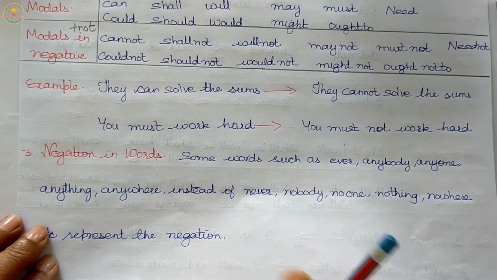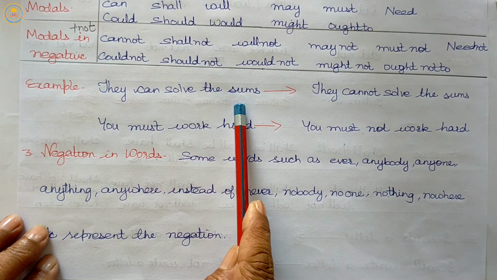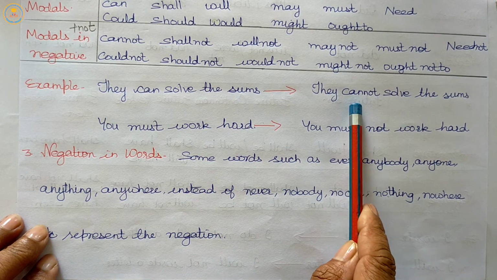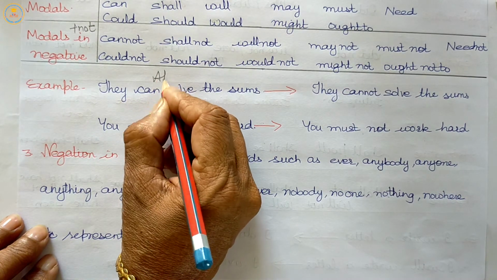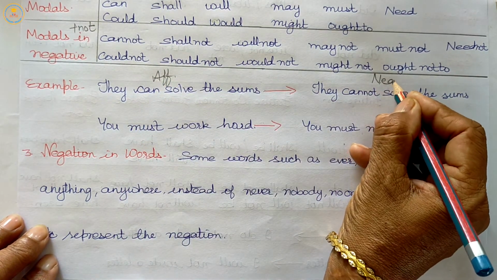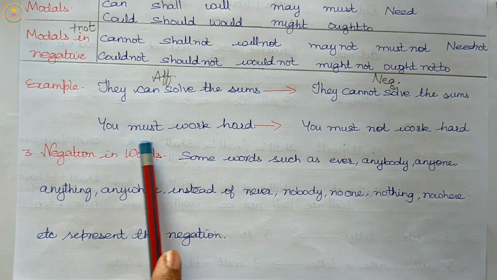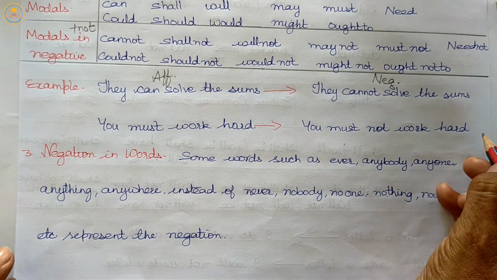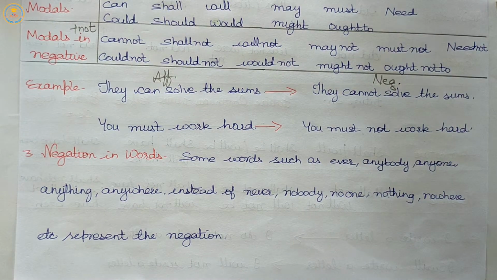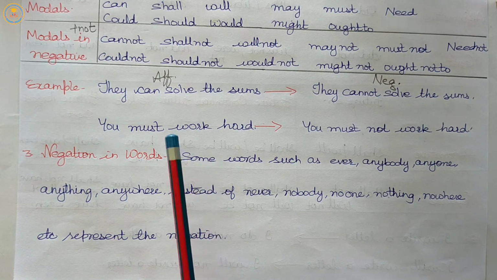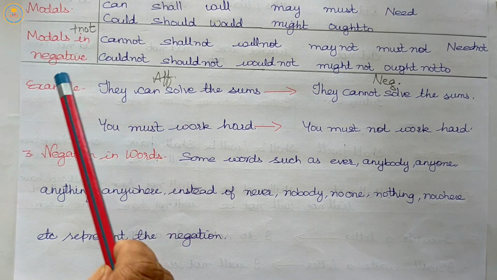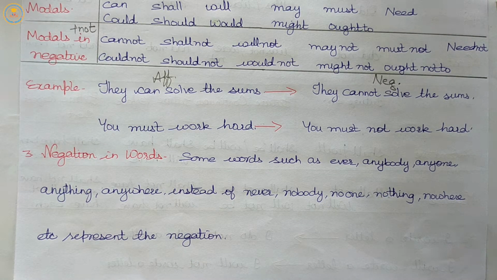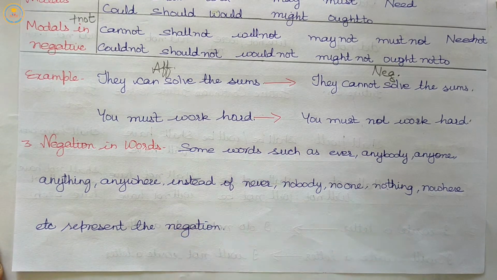Let us see the example here. They can solve the sums. We will add not in negative. They cannot solve the sums. This is affirmative and this is negative. So, you must work hard. You must not work hard. So, here in these sentences, you can clearly see that we are adding not to the given modals in the sentence. So, negation in modal auxiliary will be modal plus not. This is quite simple. Next is negation in words.